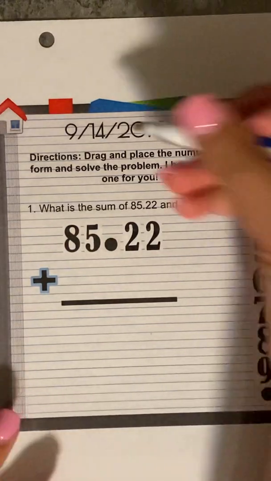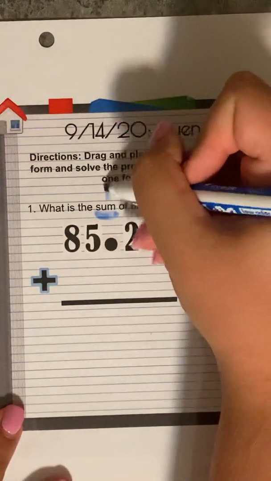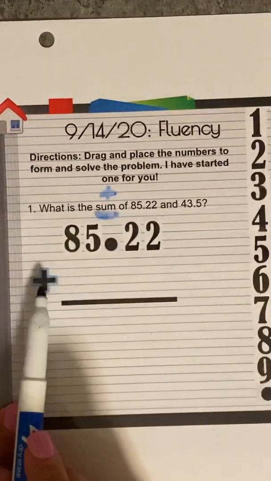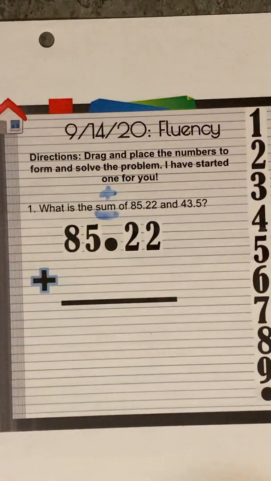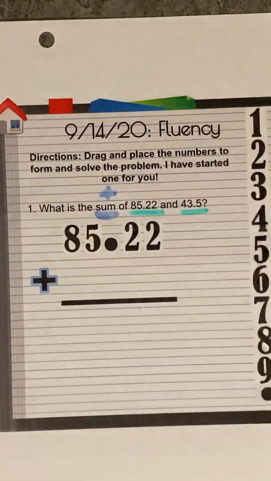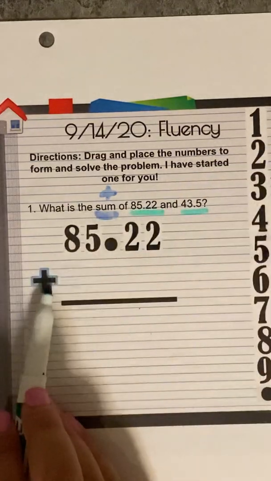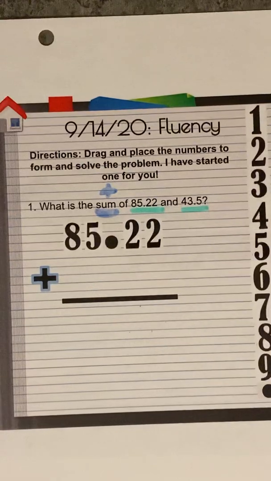So, first of all, sum. What does that word sum mean? Sum means add, right? Addition. So I started the problem for you. The two numbers that we are going to add together are 85.22 and 43.5. So I have 85 and 22 hundredths. We are going to add 43 and 5 tenths.